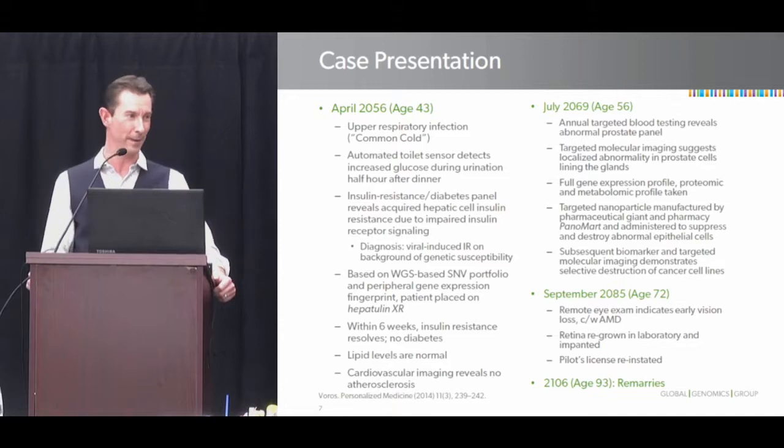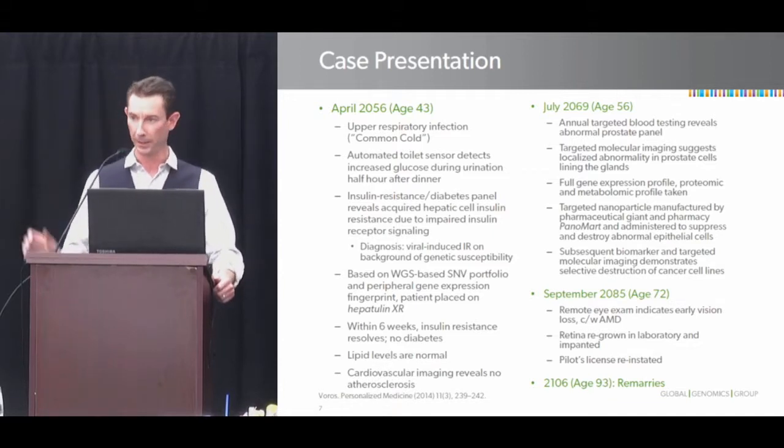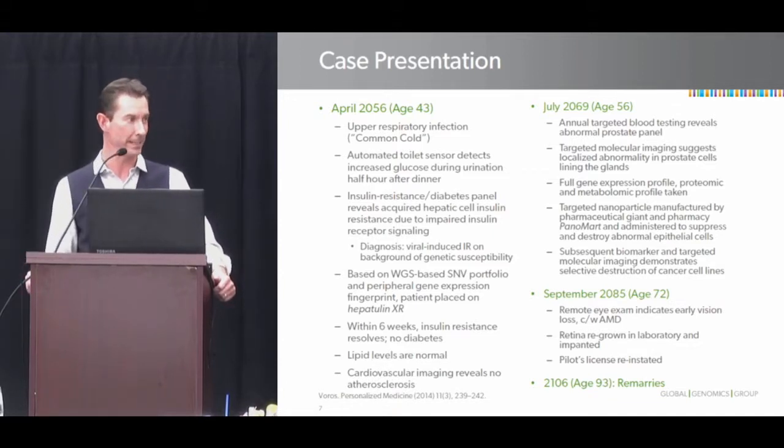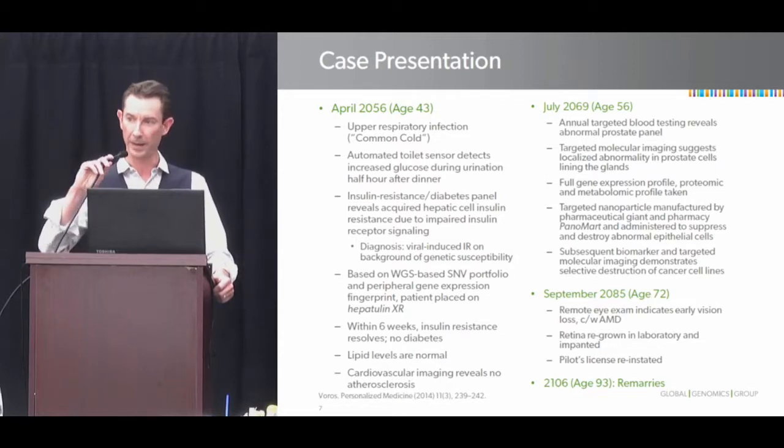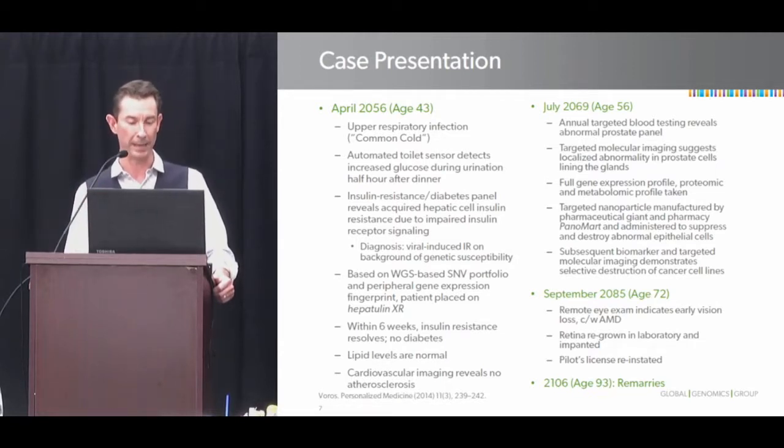In 2085, at age 72, the mirror at home identifies some problems with the retina. So obviously the diagnosis of macular degeneration is made. The retina is regrown in the lab and reimplanted, at which time the patient's pilot's license is reinstated, and in 2106, at age 93, the patient remarries and lives another 19 years.